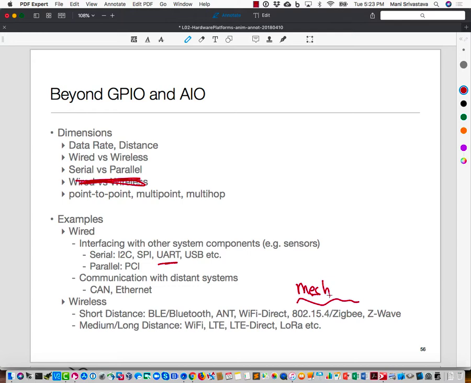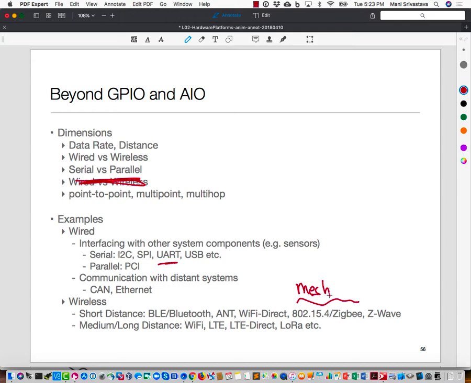LTE Direct is a version of cellular which is meant for phones to talk to each other, without going through a base station. Again, there are chips that support it. LoRa is just long range. It's actually a version of 802.15.4 which is designed for city scale communication. So you can have sensors all over the city talking to something on top of a Wi-Fi hall. Again, you can find tiny little boards like Hexaware with the LoRa radio built into it. So these are some of the common things that are out there.